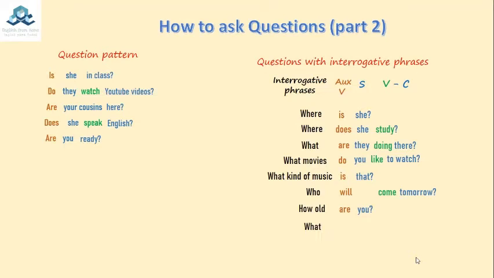What can he do? ¿Qué puede hacer él? The interrogative phrase what, the auxiliary verb can, right, expresses ability, expresa habilidad, poder, puede, the subject he, and the main verb do. In this case, do is not an auxiliary, it's the main verb, means hacer. En este caso, el do no es un verbo auxiliar, es el verbo principal, significa hacer.